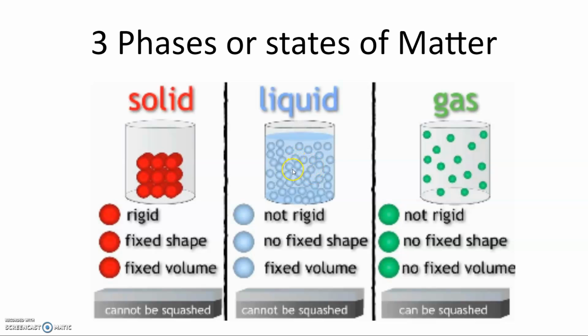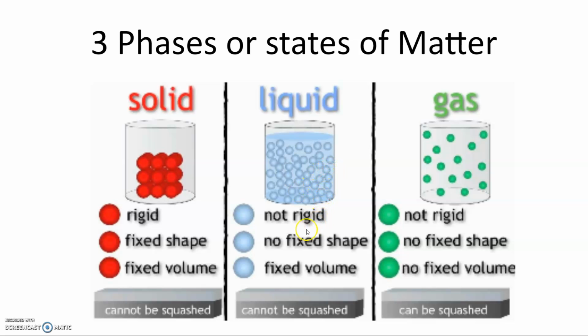Liquid particles, on the other hand, are close, but they're not as close as solids. And they're not arranged uniformly. They're arranged sort of randomly. Another thing about liquid particles, they actually can flow over one another. So because they can flow over one another, you're able to pour a liquid, and liquids take on the shape of the container that they're in.